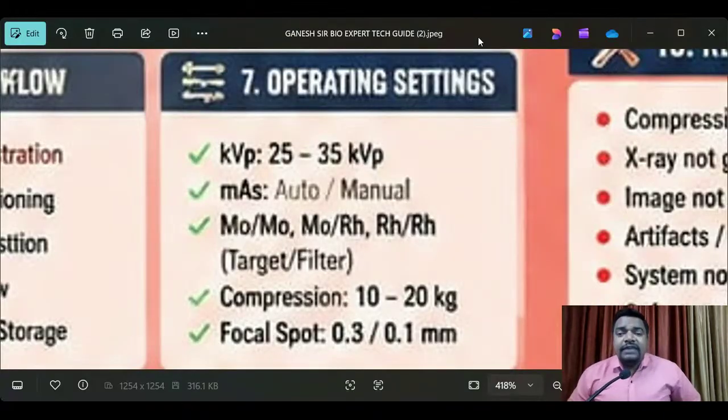Yes. And see, I'm going to show you in a very disciplined way, and I'm going to give the presentation in a very positive way. Now come to the point. Seventh is operating settings. In every medical equipment, operating settings are very, very important. Troubleshooting and operating settings, because 90% of problems we can resolve with all these things.